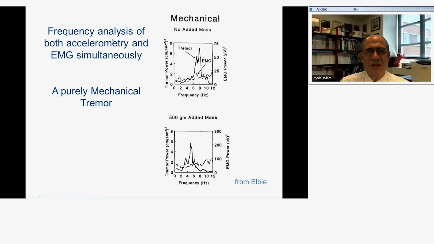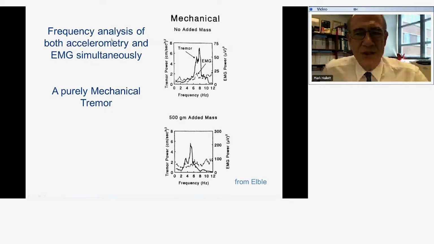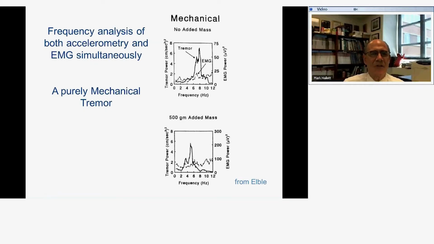But let's now go to this more complex method, which actually gives us a clearer answer, where we're looking at the frequency analysis with both accelerometry and EMG simultaneously. And this is an example of a pure mechanical tremor.